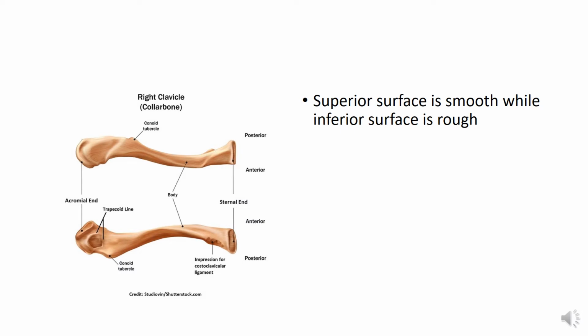Now its superior surface: if you are thin, you can feel your clavicle. You can do it yourself. You can feel your clavicle if you are a thin person, not having much fat. So the superior surface of the clavicle is subcutaneous. You can feel it through the skin, and it is smooth. While here you can see the inferior surface is rough. It presents some tubercles and rough areas. The superior surface, you can see, is smooth.